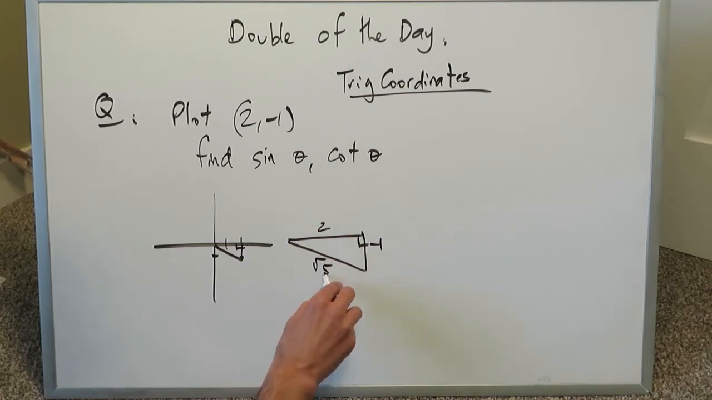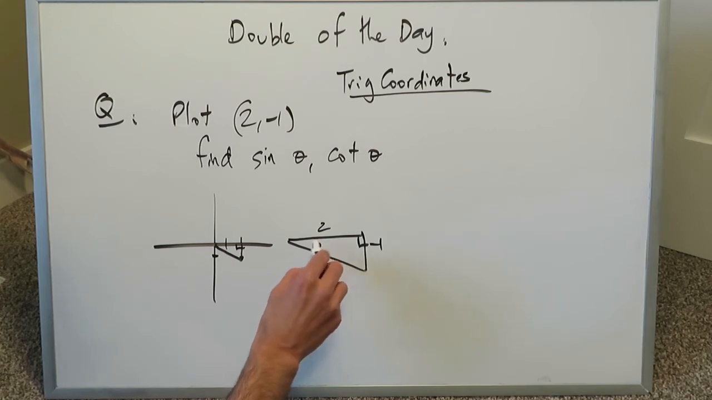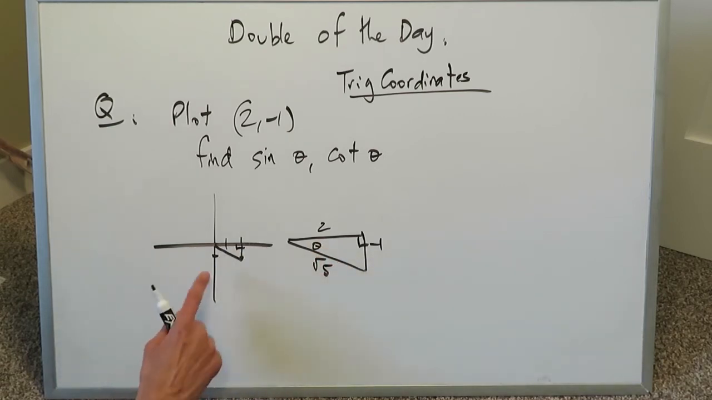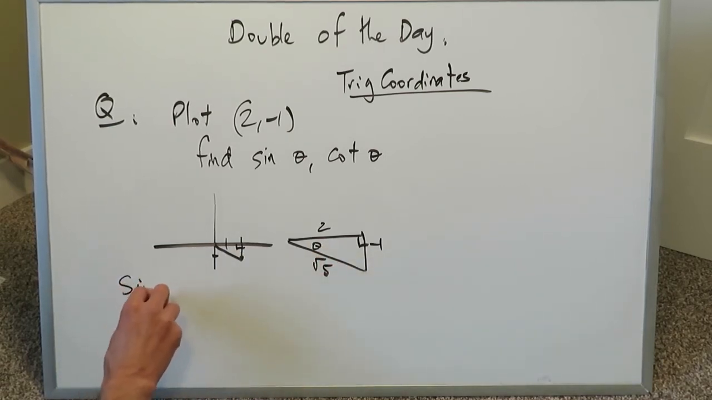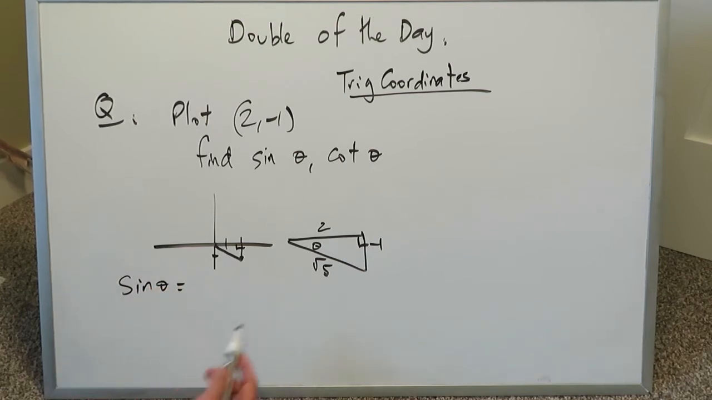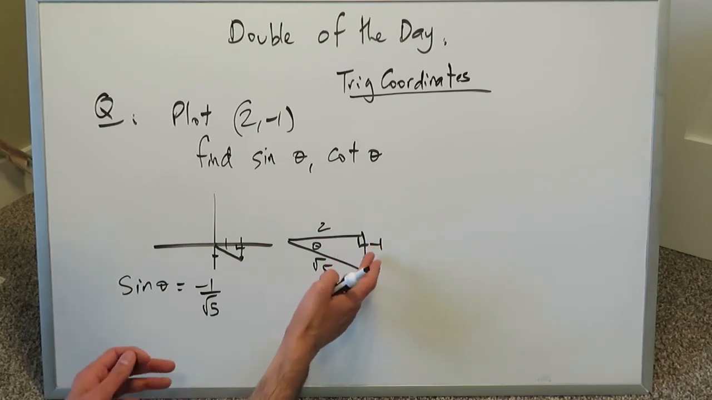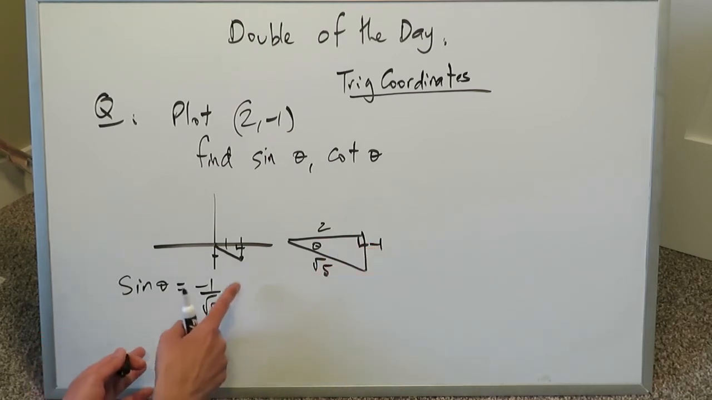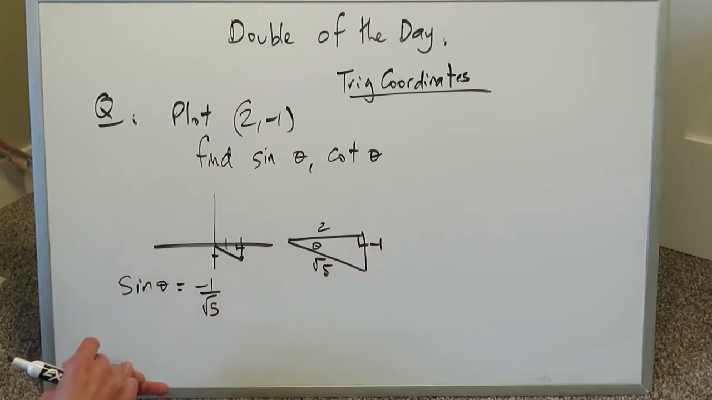Now you're asked to find sine theta. Theta will be this angle with regards to your reference horizontal. So what will sine theta be? Sine theta is always, as you know, opposite over hypotenuse, minus 1 over root 5. If you did not employ negatives here, it's fine. Just remember you're in the fourth quadrant, therefore sine must be negative.